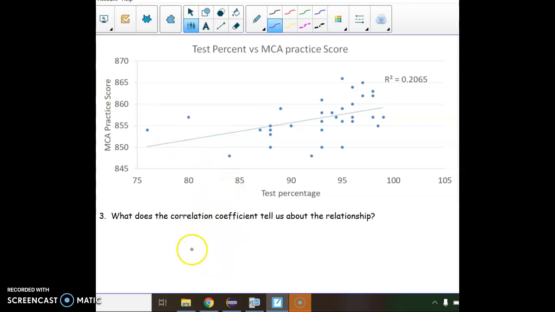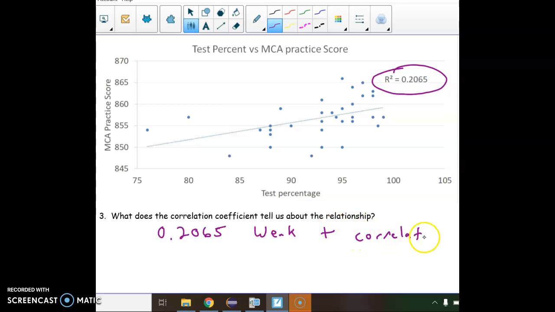All right, so the correlation coefficient is basically this number. And I don't think you have to calculate it on the MCA, but basically the closer it is to 1, the stronger the relationship. So basically we would say that this is a weak positive correlation. Okay, and we know it's weak because that correlation number is not very close to 1.